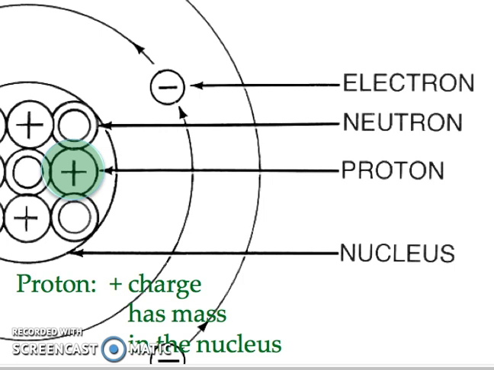So since the proton and the neutron are the only two parts of an atom that have mass, and they're both in the nucleus, that's why all of the mass, or most of the mass, of an atom is in the center, in the nucleus.